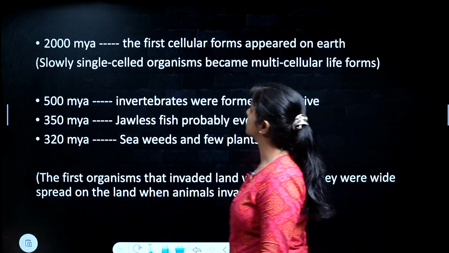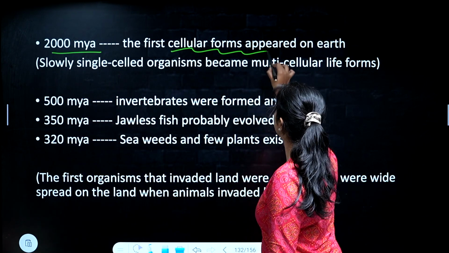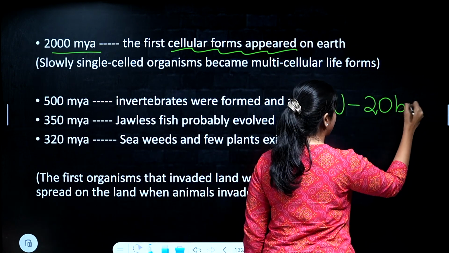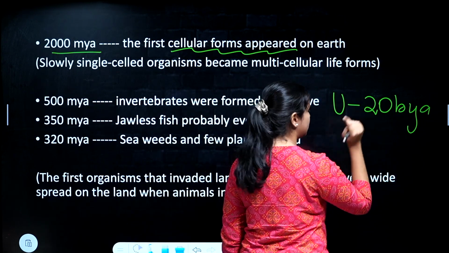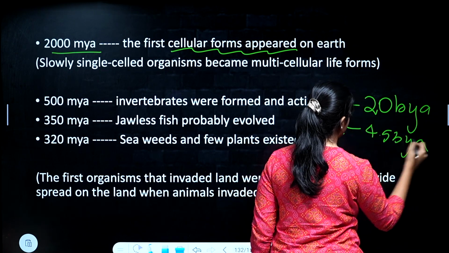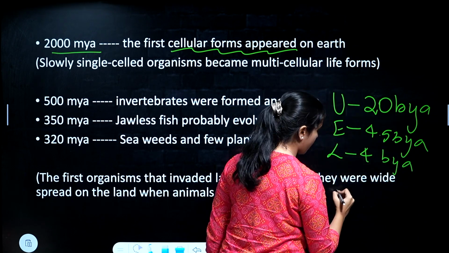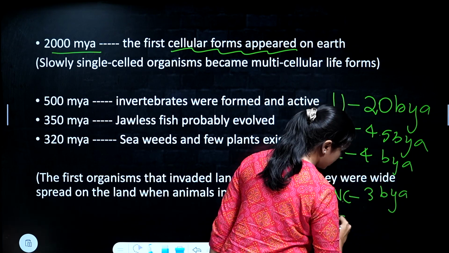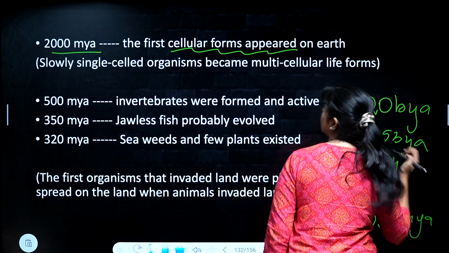About 2000 million years ago, as we have already learned, the first cellular forms appeared. I hope you remember that the universe appeared 20 billion years ago, right? I am writing this for the fourth time in this chapter. Universe appeared 20 billion years ago. Earth appeared 4.5 billion years ago, and life appeared 4 billion years ago, and in that non-cellular forms appeared 3 billion years ago, and first cellular forms appeared 2000 million years ago. I hope you remember this. That's exactly what they have told you there.